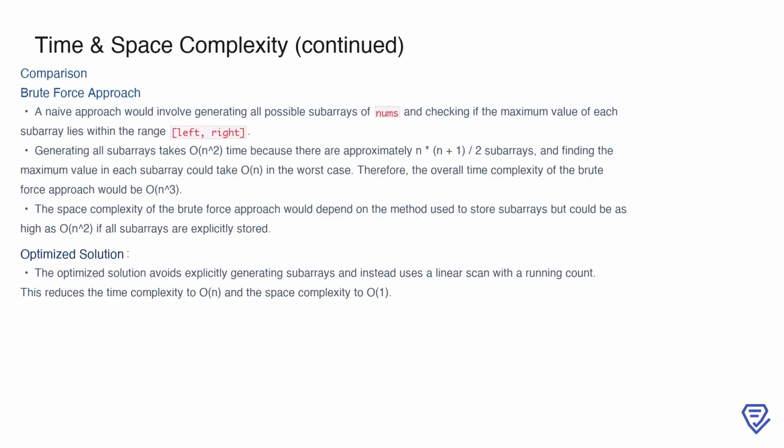On the other hand, the space complexity could reach n² if we explicitly store all subarrays. In comparison, the optimized solution avoids generating subarrays altogether and instead uses a single linear scan with a running count, reducing the time complexity to n and the space complexity to O(1). This demonstrates the efficiency gains of the optimized approach.